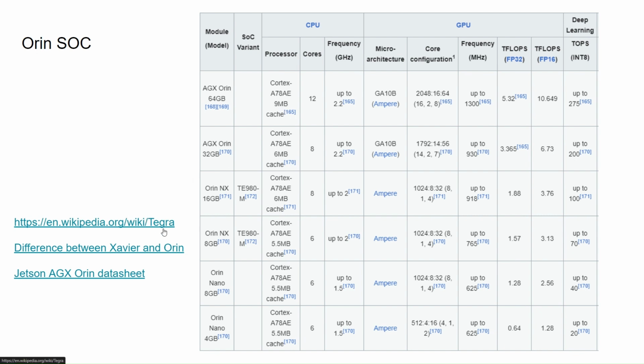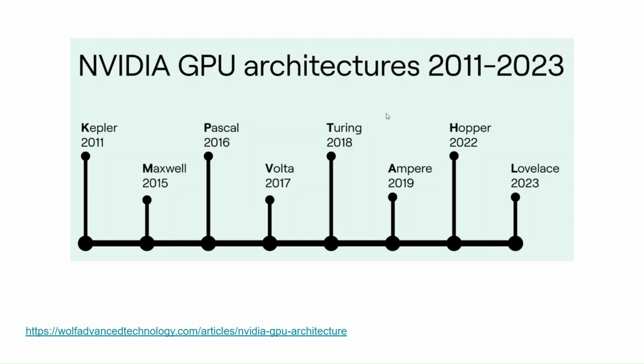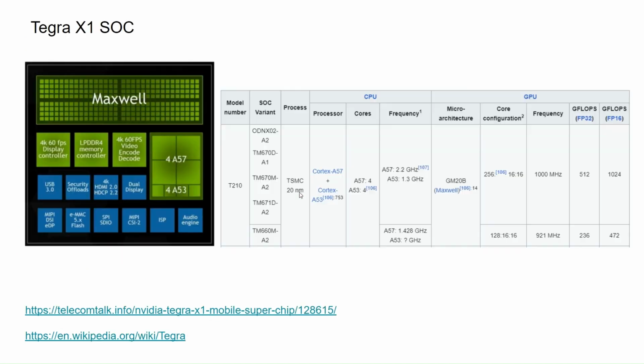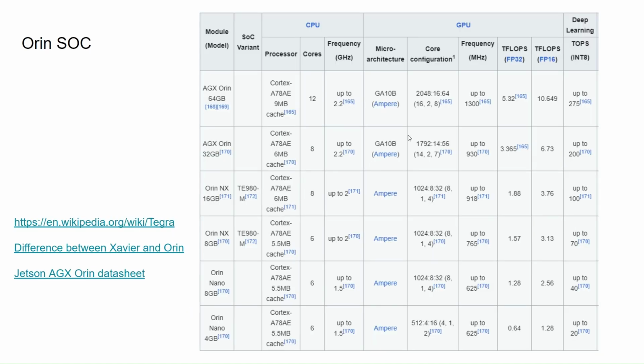The details with respect to these chips are available in these links, and you can even have a look at the Xavier and Orin. Xavier uses the previous version of the GPU architecture. I think the previous version of GPU architecture which Xavier was using was Volta. So it was using Volta GPU architecture, and Orin uses Ampere architecture.